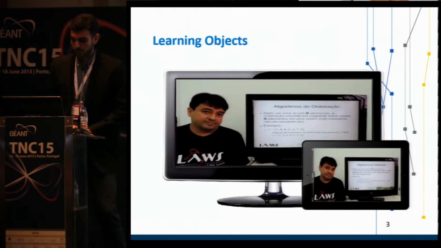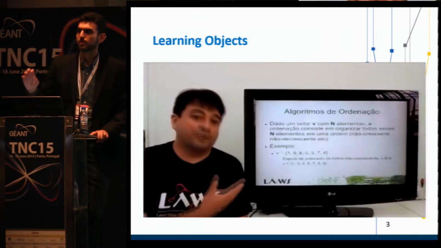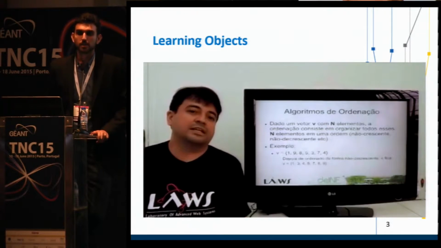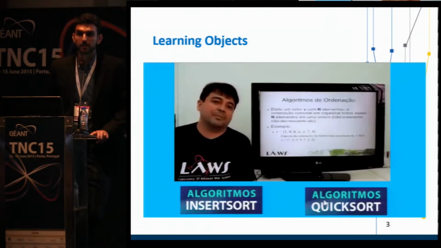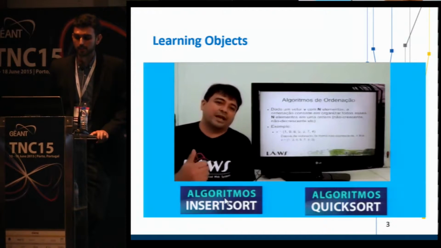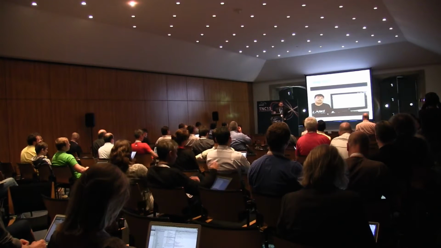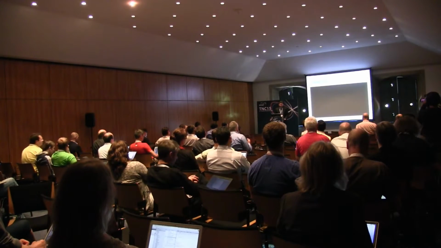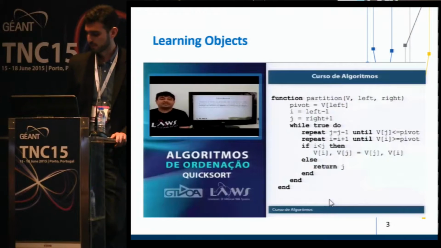So first, I'm going to demonstrate a simple example of a learning object. This is Professor Carlos. He leads the project at the Federal University of Maranhão. He is giving a class about sorting algorithms, and at a given point, the screen freezes and the student can have two options of classes that he can attend. First, he chooses the insert sort class, and then it will skip to the insert sort class with Professor Carlos. When this class stops, it comes back to the selection screen, and he can select another class. So it's a very simple example of a learning object.